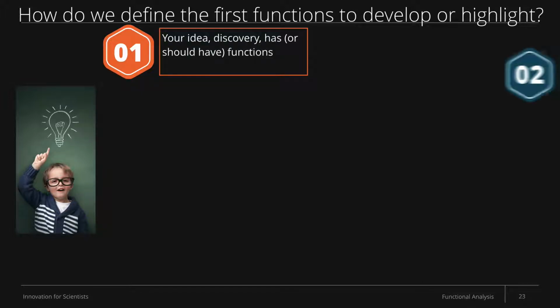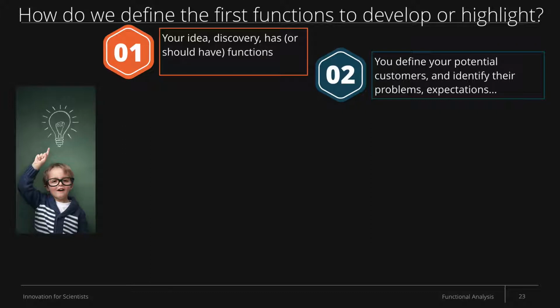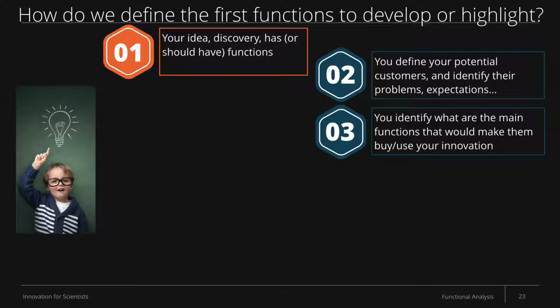Step 2. You will define who will be your potential customers, and you will identify their problems, their expectations. Remember, innovation always begins with a problem, never with a solution. Step 3. You use the classification we presented with the 4 types of functions to analyze and sort the functions displayed by your system. Then you identify which functions can respond to the customer's expectation.